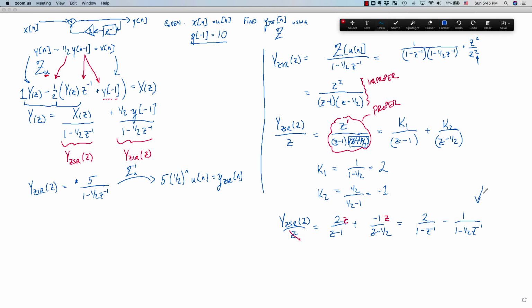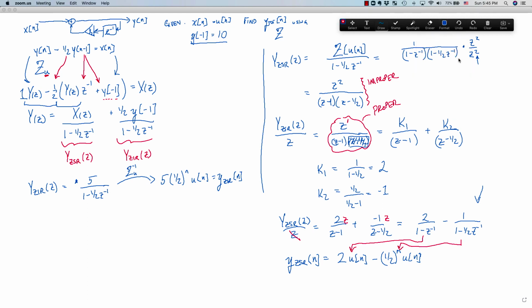And if I inverse z transform both sides, I get y sub ZSR in the time domain is twice the unit step in the time domain minus 1/2 to the n u of n. And this term gave rise to that term, and this term gave rise to this term.